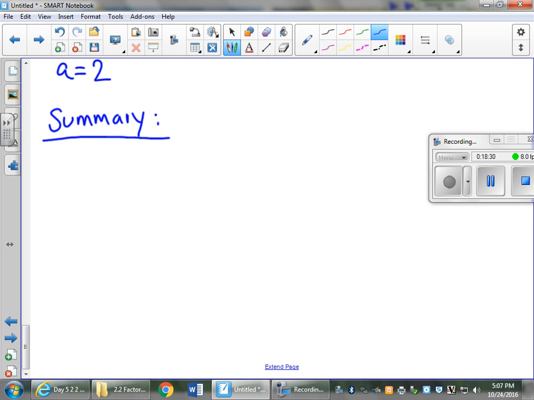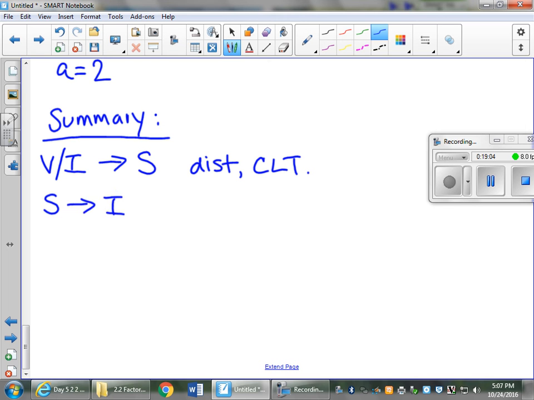So this is a summary of how to go from one form into another form. If you want to go from vertex form or intercept form, and I'm abbreviating here, into standard form, which is ax squared plus bx plus c, then you're going to have to distribute and combine like terms. So vertex or intercept form into standard is where you just distribute everything out, make sure you're doing it in the correct order, and combine your like terms. If you want to go from standard form to intercept form, also known as factored form, you factor. That's what you just spent 7 days doing.